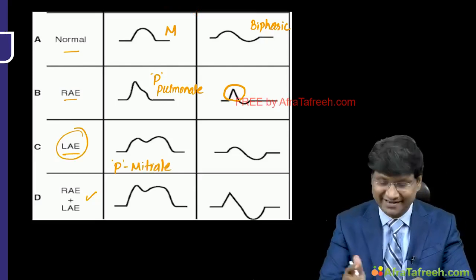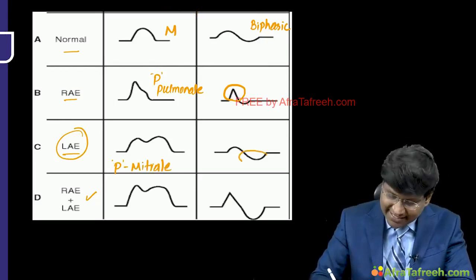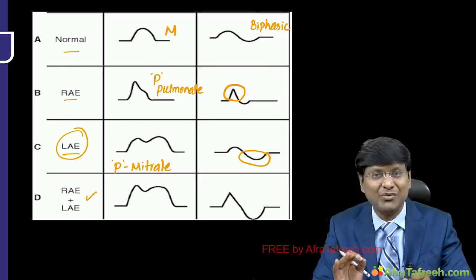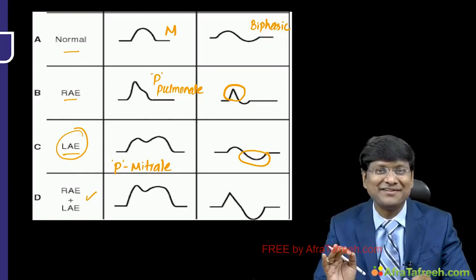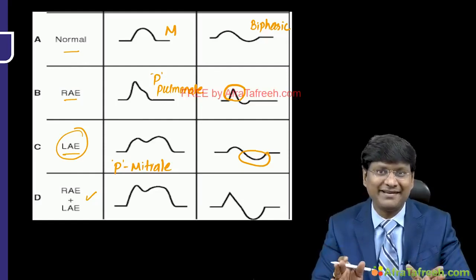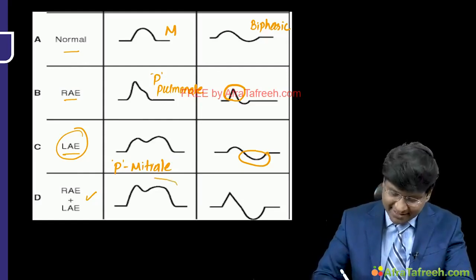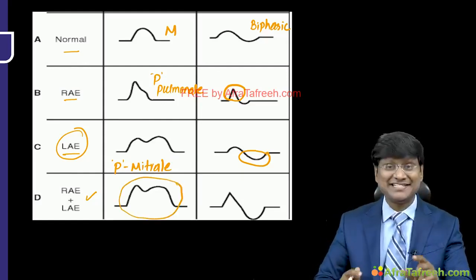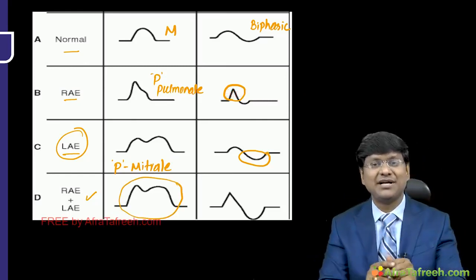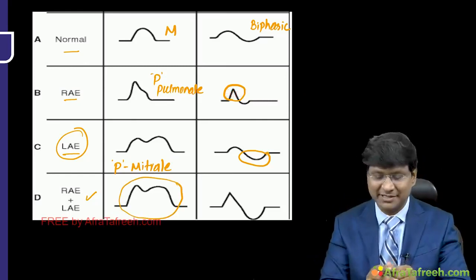You will have P mitral. And if you observe the negative component of the P wave in left atrial enlargement, you will have what is called the P terminal force. And you see in case of biatrial enlargement, you will have both. That is, P pulmonale will be there and P mitral also will be there. That is what you will observe in case of biatrial enlargement.